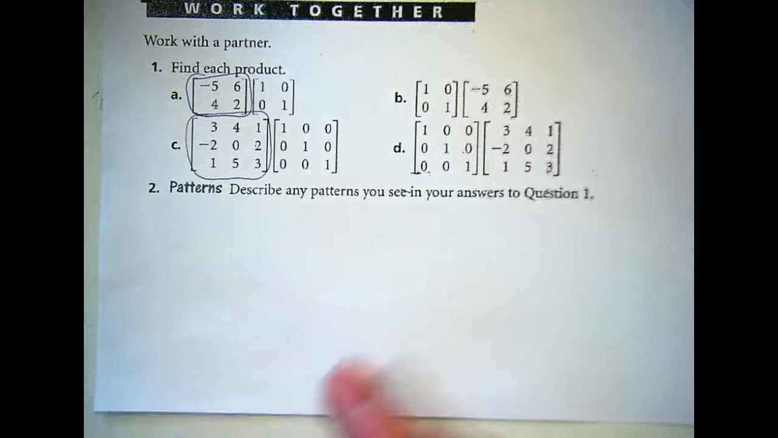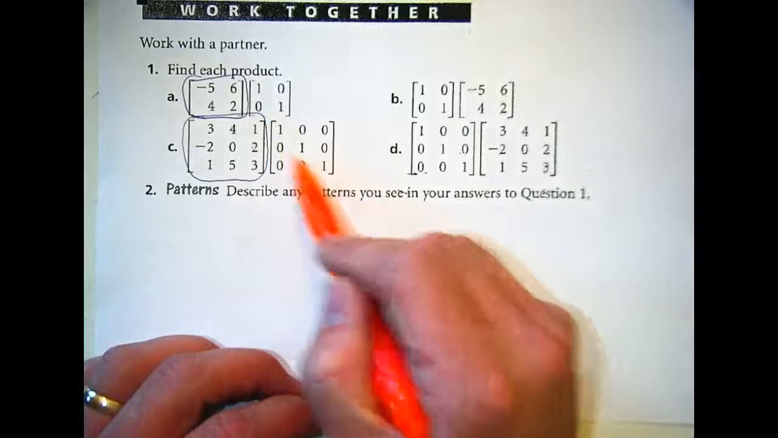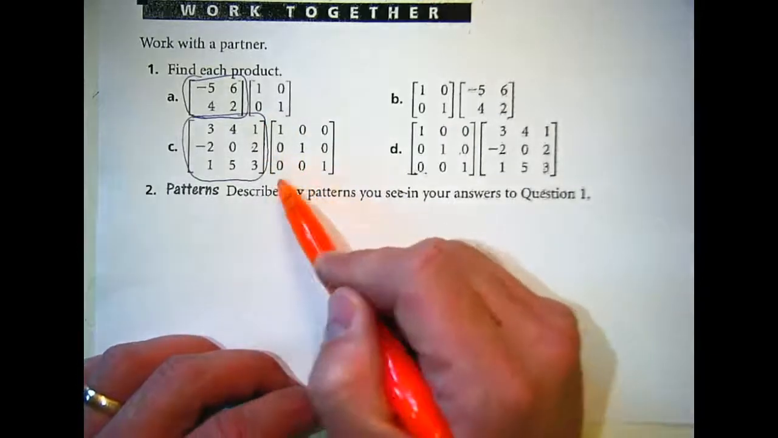Does this apply to all matrices if you multiply them by the identity matrix, or just square matrices? It would apply to all the matrices, if I understand the question. We're only going to be applying it to square matrices right now.